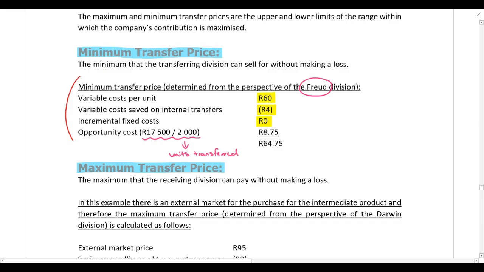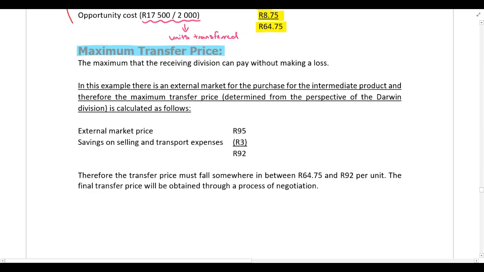So that you can get the opportunity cost per unit. I then have a minimum transfer price of 64.75 Rand per unit. We can now look at the calculation of the maximum transfer price. The maximum transfer price is done from the perspective of the receiving division. So we are looking at this from the perspective of the Darwin division.